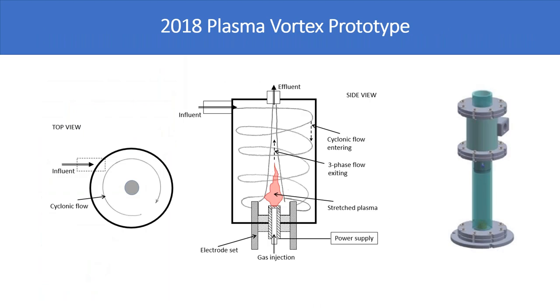Next slide. So by 2018, we developed a prototype of our cyclone. And you can see there, water enters tangentially at the top, creating a cyclone, there's nowhere for it to go so that it exits out the top in the center. And that is a typical reverse vortex tornado, not a spiral, but a tornado. And we add an electrode set at the bottom with gas injected. We can inject any kind of gas. Air is pretty cost effective.